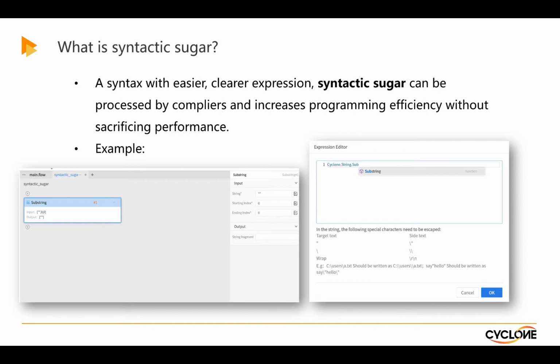Syntactic Sugar expressions function like process nodes, which means that they can reduce the number of nodes and make the process easier to read and manage. For example, the node substring can get a part of a string with specified starting and ending index. There is also a Syntactic Sugar expression that provides the same function. We can choose either way to achieve the result.